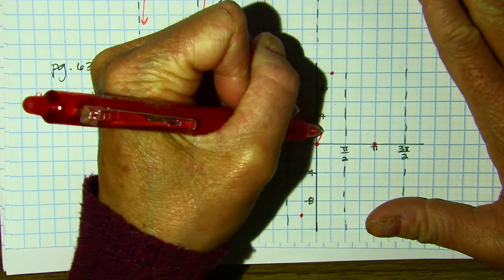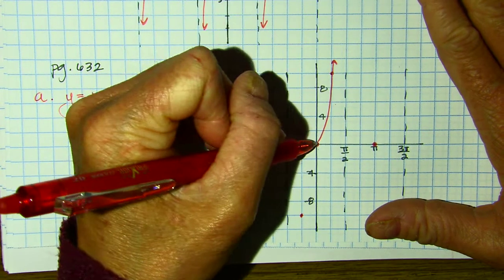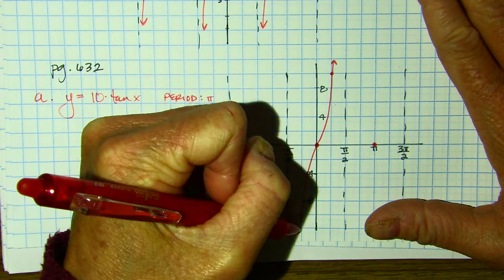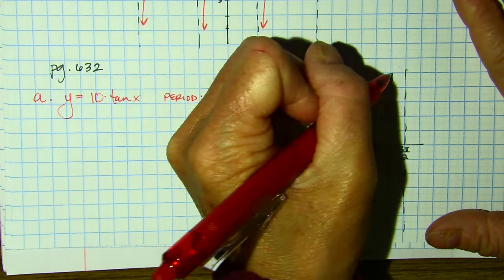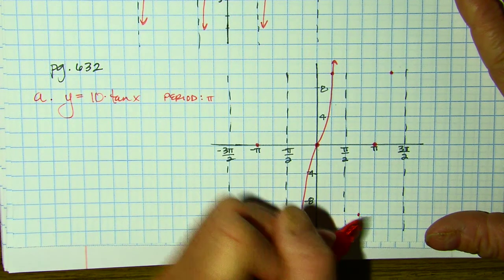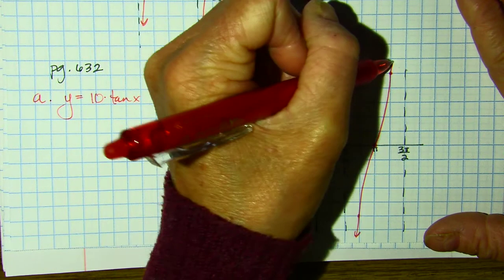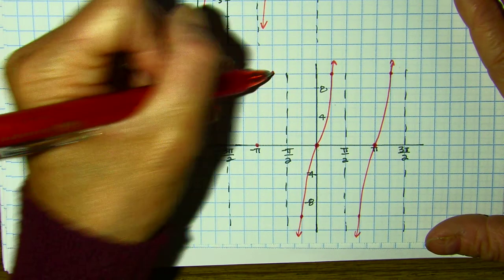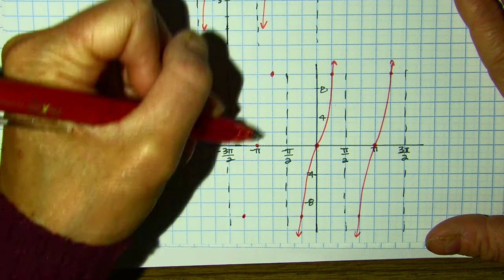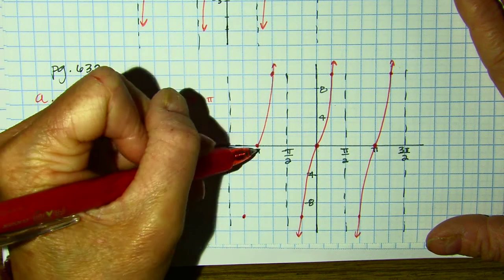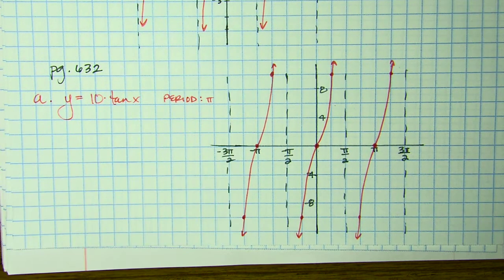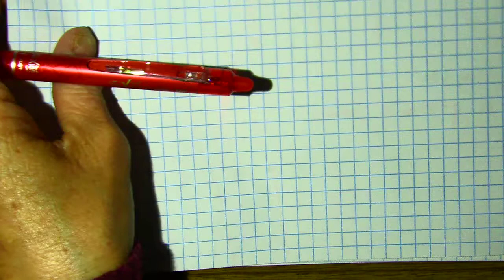So my point is at 10. And so again, here would be 10 and 10. So it just stretches our graph in between. Okay. All right, moving on. And I will save that page.